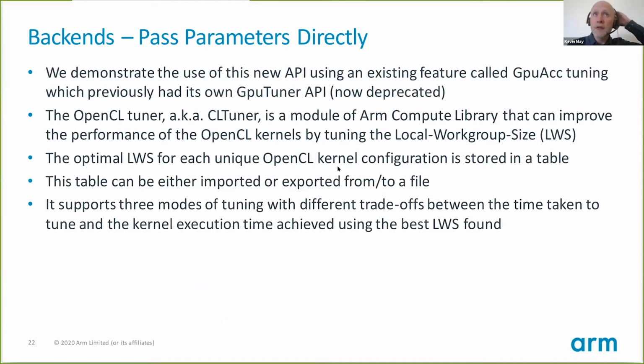I'm going to demonstrate using this new API with an existing feature we have called the GPU ACC tuner that previously had its own API. So the tuner is a module of Arm Compute Library, and it can improve the performance of the OpenCL kernels by tuning the local workgroup size. So you can give it a file and it will learn the correct values to write to the file, so you can have a trade-off between the time taken to tune and the kernel execution time achieved.